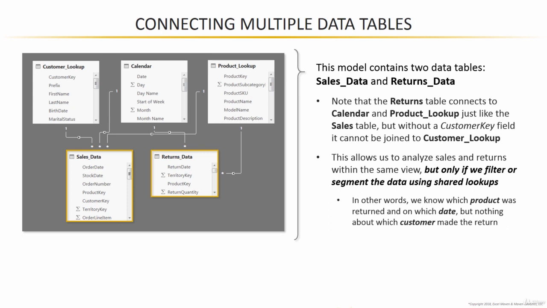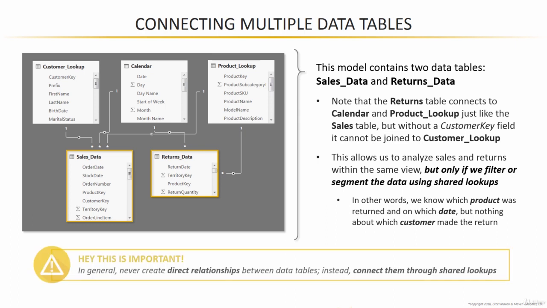And that's because both data tables, sales and returns, have multiple dates in the date field. They have multiple products in the product key field, multiple territories in the territory field, and so on and so forth. So even if we wanted to connect those two together, there'd be no way because we have no field that would give us a valid one-to-many relationship. So that's a very, very important point. Generally speaking, you will never create direct relationships between data tables. Instead, you connect them indirectly through shared lookup tables.